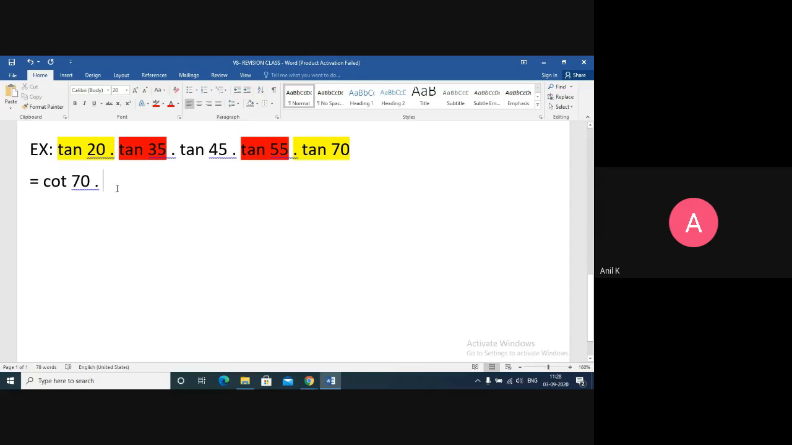Okay. So tan 35 you can write as cot 55. And tan 45 you can put directly 1. And the remaining two you can write as tan 55 and tan 70. So next, cot 70 and tan 70 will get cancelled. Similarly, cot 55, tan 55, both will get cancelled. So answer is going to be 1.